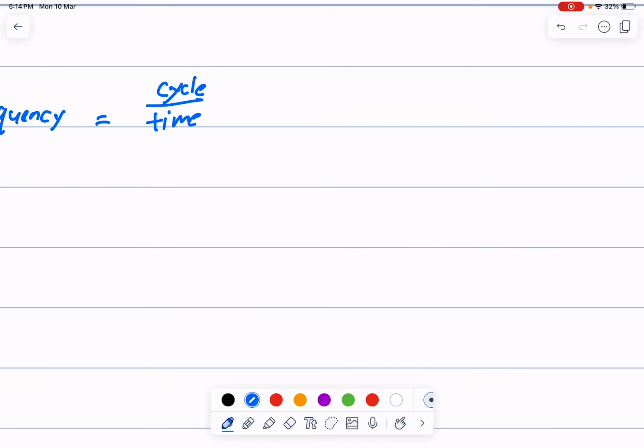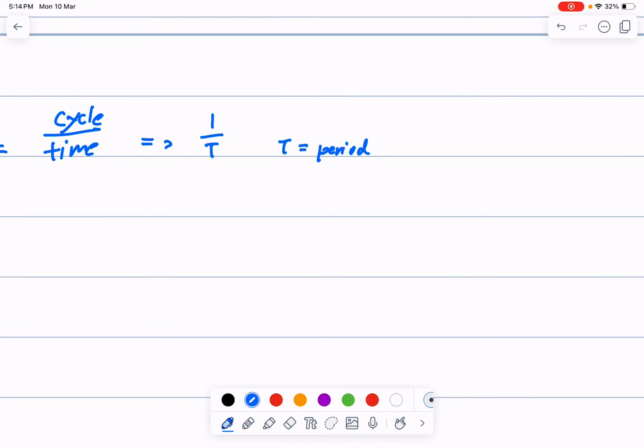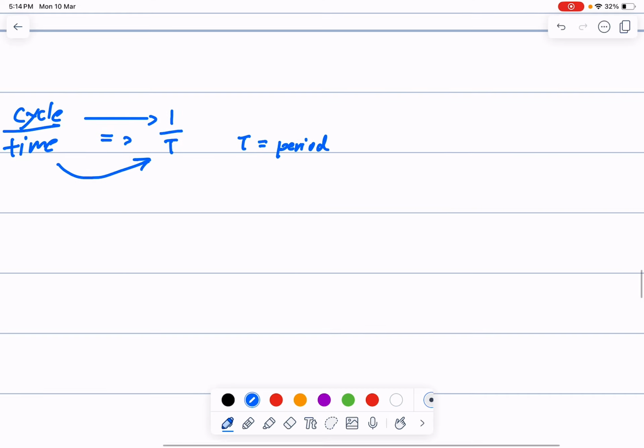It is equal to, in mathematical definition, 1 over T, where T is the period. And what it basically means is one cycle took T time to complete. One cycle takes a period of time to finish. So, there are other ways to write the frequency, which I'll show here.